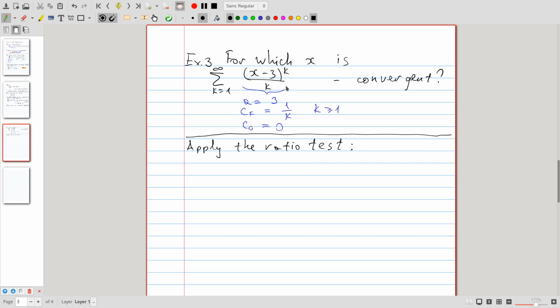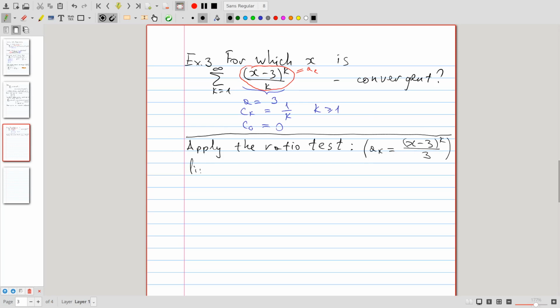What is ak in our series? Well, ak is this entire expression. This entire thing is our ak, right? Ak is the entire expression that corresponds to the index k. So we have x minus 3 to the k over k. So, of course, in this case, this being a power series, our ak depends on x, and that is okay.